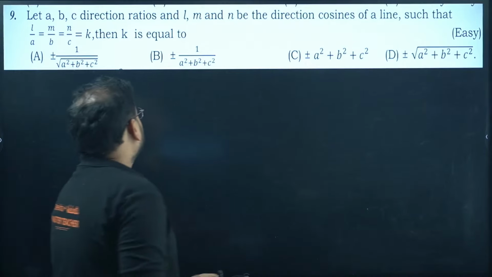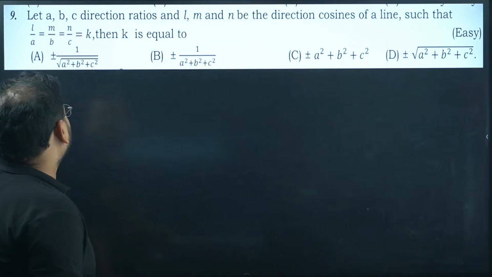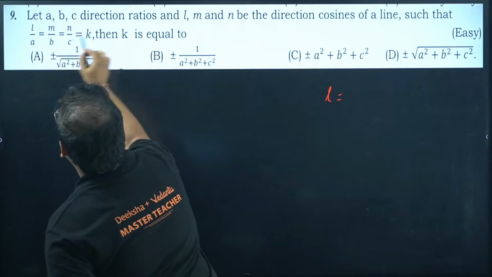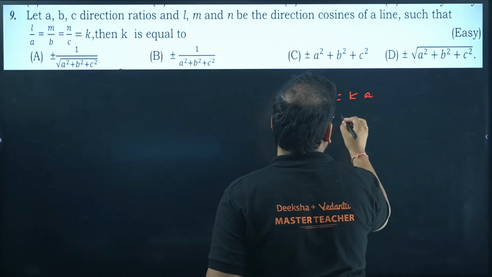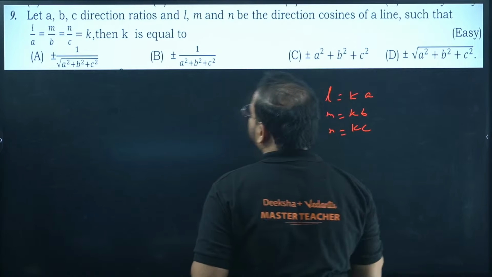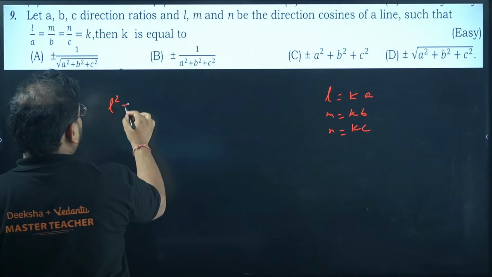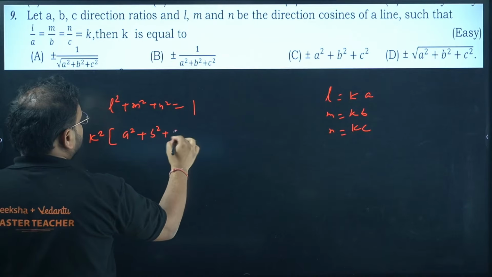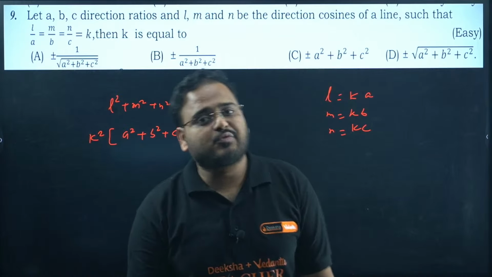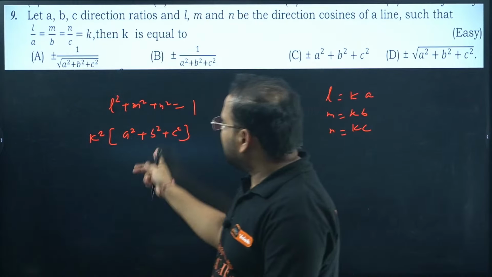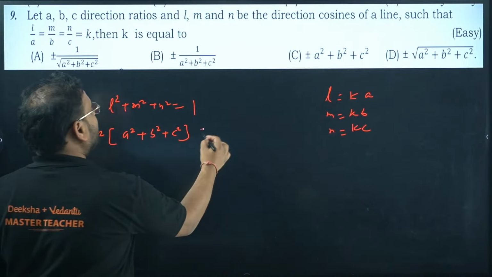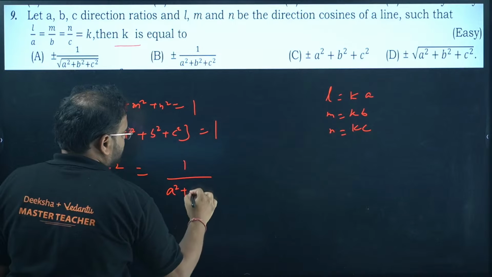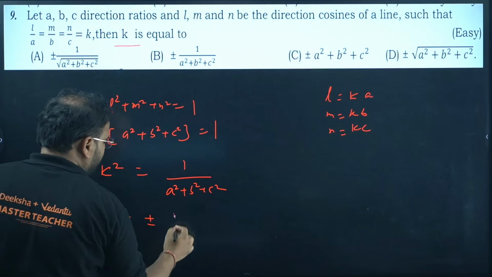Question number 9 now. Let A, B, C be direction ratios and L, M, N the direction cosines such that L by A, M by B, N by C is K. Then K is equal to what? So we have L equals KA, M equals KB, N equals KC. Am I right? Yeah. And we have the relation L square plus M square plus N square equals 1. So we can use it over here. L square is K square A square, M square is K square B square, and N square is K square C square. I can take K square common. It will become K square times A square plus B square plus C square equals 1. Take K square over here because I want to find the value of K. I'll have this as 1 upon A square plus B square plus C square. So the value of K is plus minus 1 upon root of the final result.